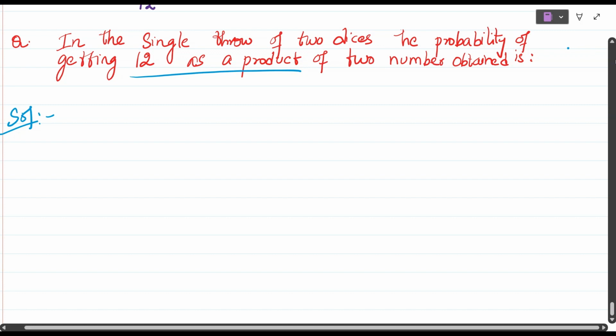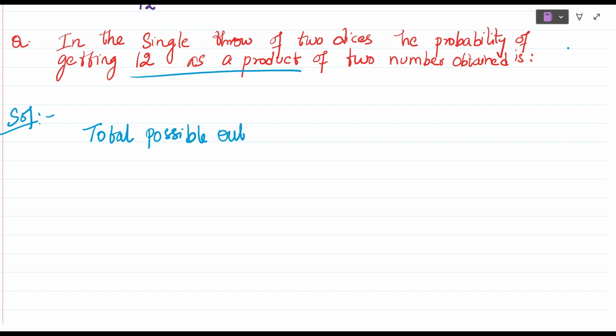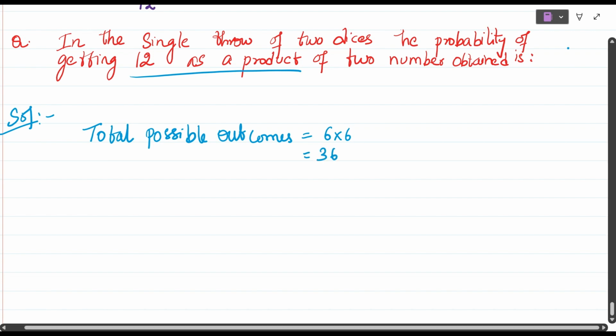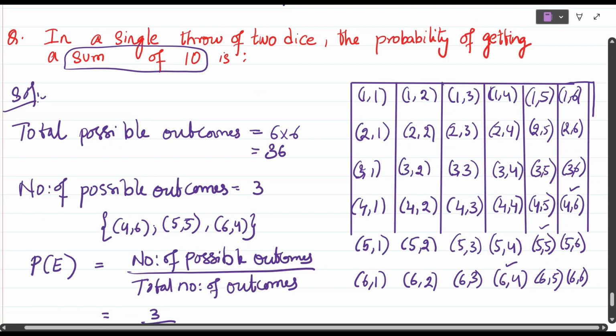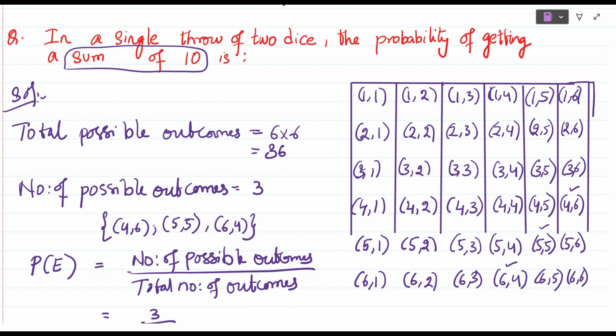Students, the next question is, in a single throw of 2 dice, the probability of getting 12 as a product. So what is the total number of possible outcomes? How many for 2 dice? Just now we have seen that it is 36. Right. So getting a 12 as a product, let us see here. These are the chances. Product means multiply 2 numbers so that you will get 12. So what are the chances here, students?